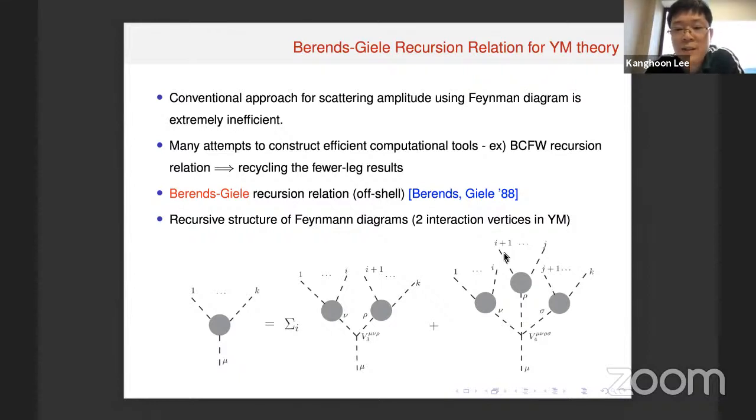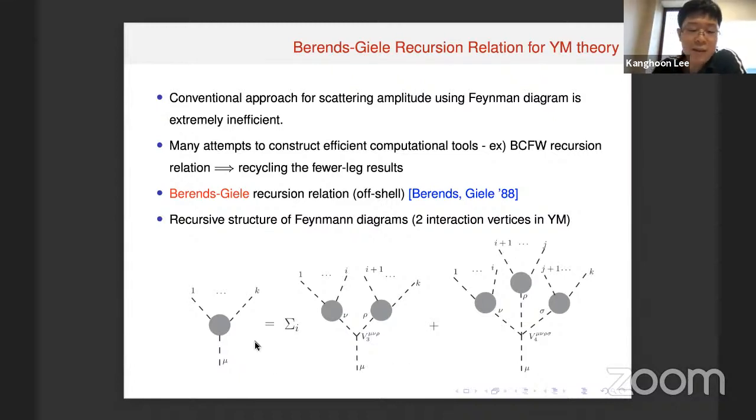Before the BCFW recursion relation, there was another recursion relation, which is also very powerful, constructed by Berends and Giele in the 80s. It's often called the off-shell recursion relation, to be compared with the on-shell recursion relation of BCFW. The reason why it's called off-shell will be clear soon.